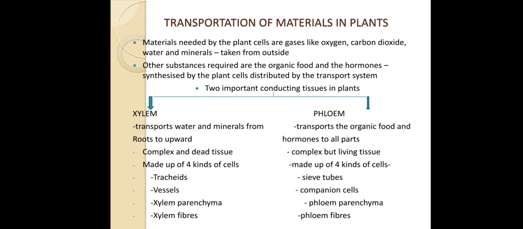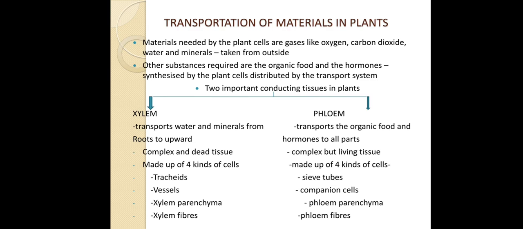Okay, so two kinds of materials are there. First are the materials which are taken from the outside, and the other are the substances which are synthesized by the plant cells. Two important conducting tissues in plants are xylem and phloem. Xylem transports water and minerals from the roots upward, and phloem transports the organic food and hormones to all parts of the plant.